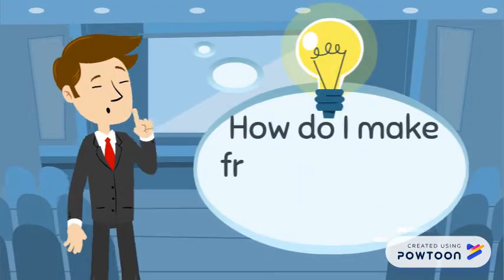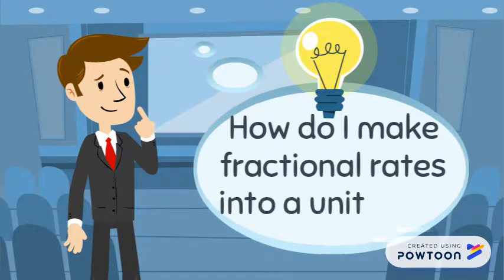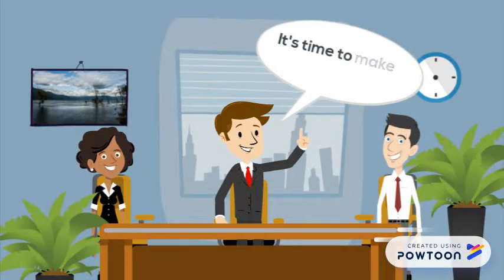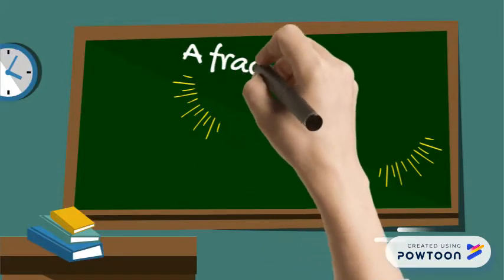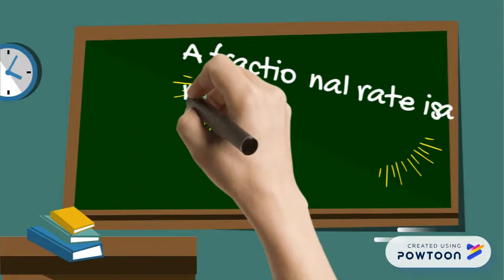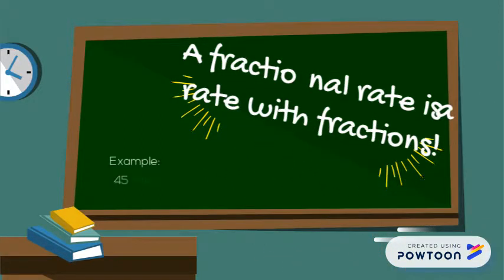How do I make fractional rates into a unit rate? It's time to make a proportion! A fractional rate is a rate with fractions. For example, 45 miles per 3/4 hours.